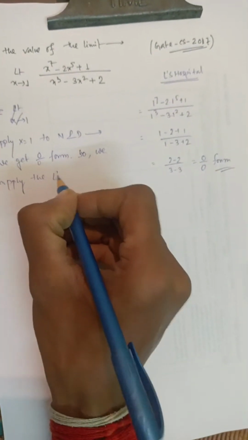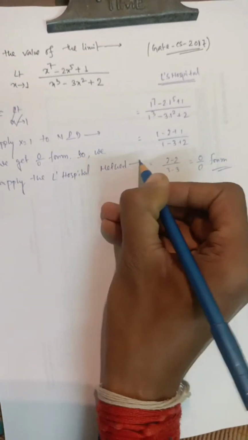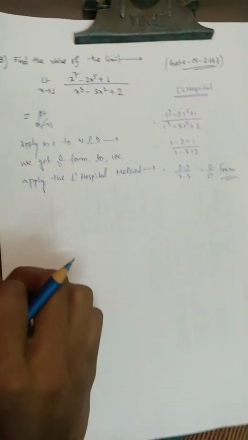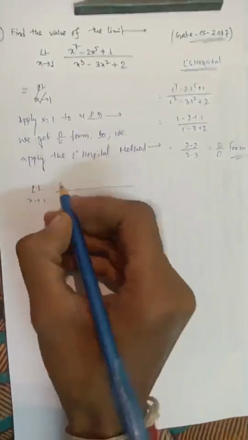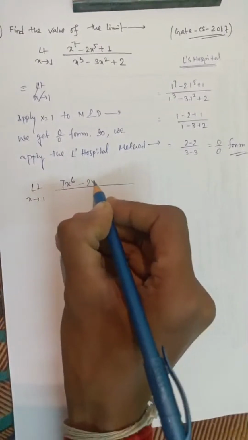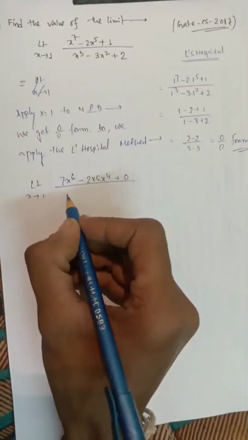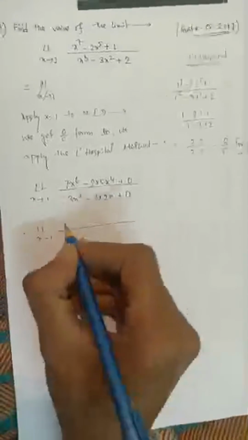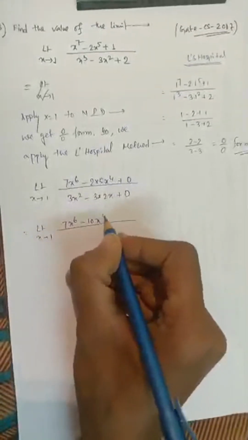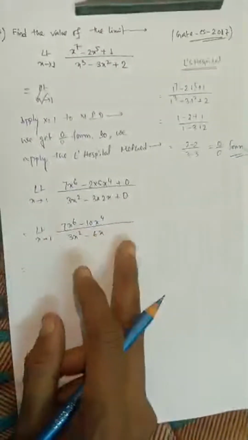So we apply L'Hospital's method. What does it do? It takes the first derivative of the numerator and denominator, with limit x tending to 1. The derivative is 7x power 6 minus 2 into 5x power 4 plus 0, since the derivative of a constant is 0, upon 3x square minus 3 into 2x plus 0. So we get the limit of 7x power 6 minus 10x to the power 4 upon 3x square minus 6x.